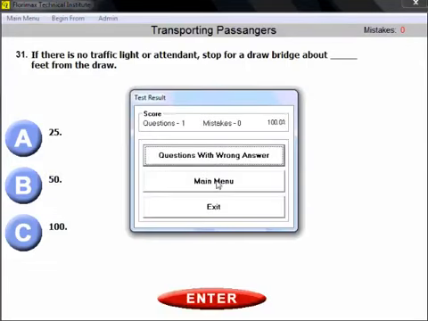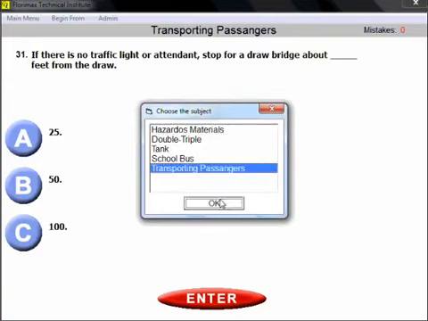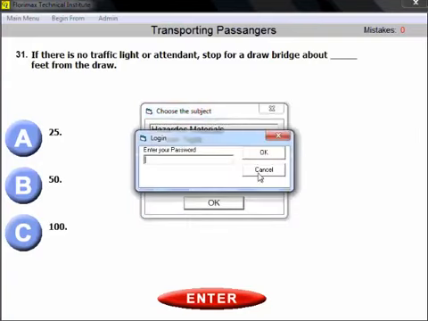So if you need to repeat the questions, you click on main menu and you go to Transporting Passengers and repeat it again and again.